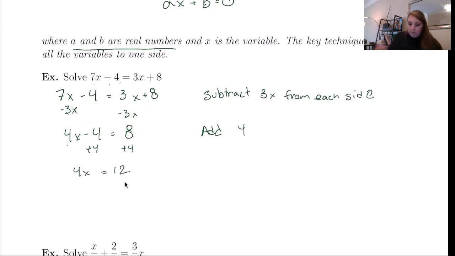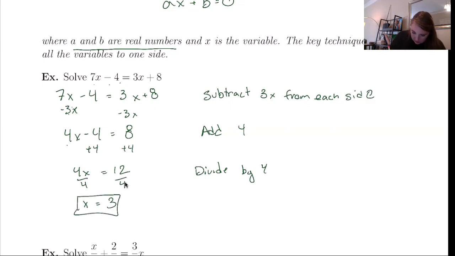All right, great. So now I have variables on one side, constant on the other side. Now I want to get x alone. I've isolated everything that involved the variable. Now I need to isolate the variable itself. So we're going to divide by 4. And 12 divided by 4 is 3. Whee, there we go. All right.